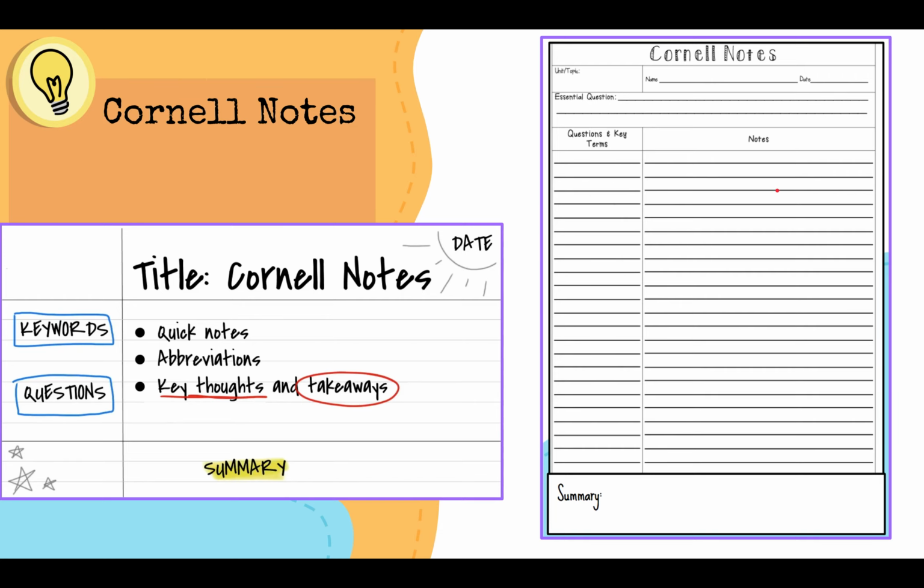On the right, we have another example, which is very similar to this. And here, as you can see, you can also write down your unit or the essential question, but always it's going to be divided into 3 sections. A section for questions and key terms, a section for your notes, and the bottom section will always be for your summary.